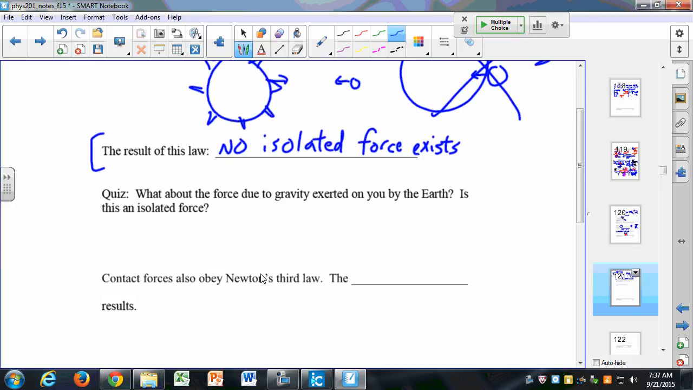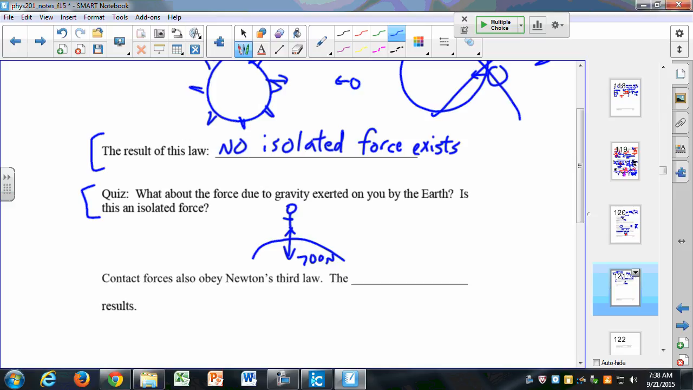All right, what about the force due to gravity exerted on you by Earth? Is that an isolated force? Right, so I weigh how much? Y'all know? I told y'all this, right? About 700, not 700 pounds, but 700 newtons. I weigh about 700 newtons. And so that means that the Earth is pulling down on me. This is the Earth. This is me. The Earth is pulling down on me with a force of 700 newtons.